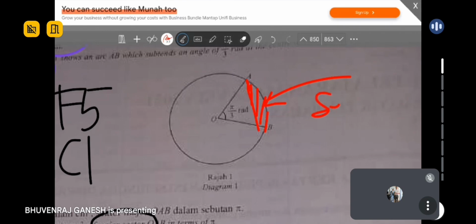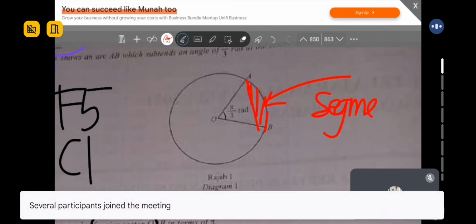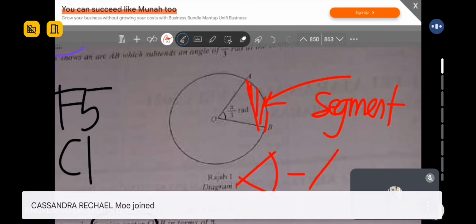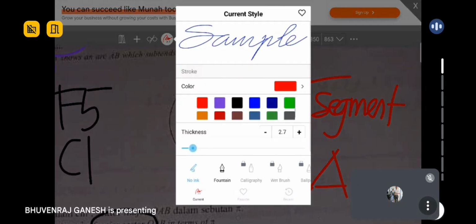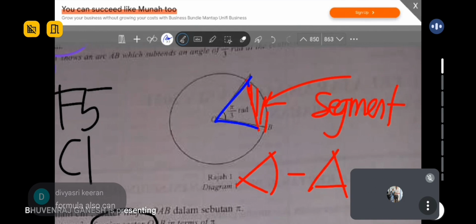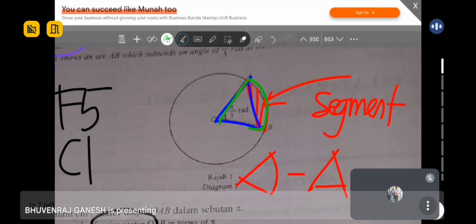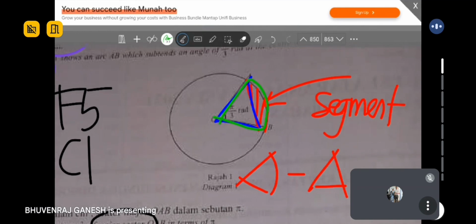Okay, so this one is segment, guys. Ini kita panggil segment. Okay, so how to find area of segment? Macam mana cari? Apa konsep? So we are going to use sector minus triangle. Do you understand? Okay, triangle adalah yang ni. This is your triangle. And this one is your sector. Sector yang ni. Boleh dapat, guys? So, hijau tolak biru sama dengan merah. Okay, green minus blue equal to your red.